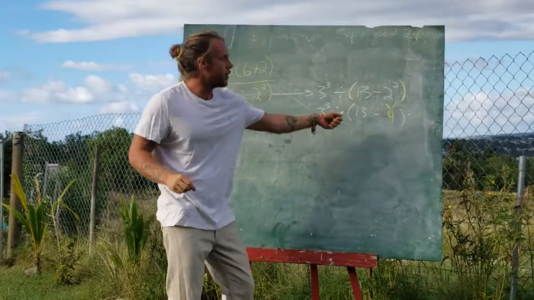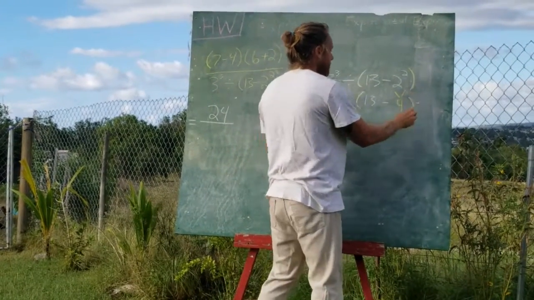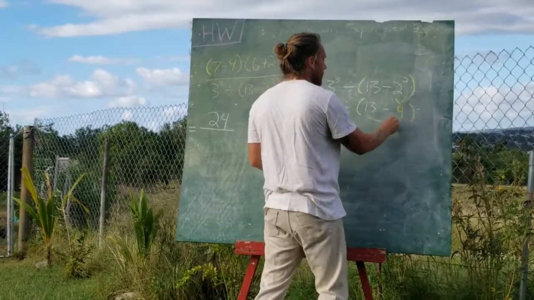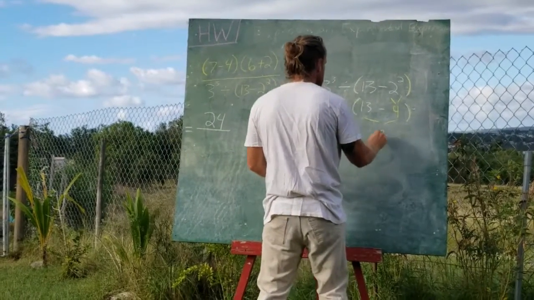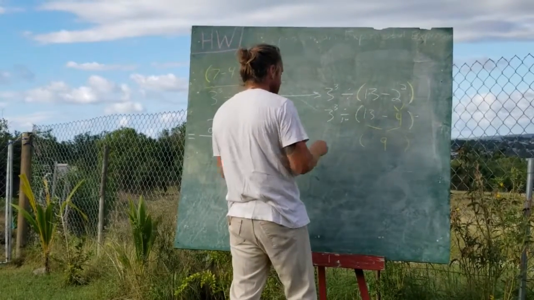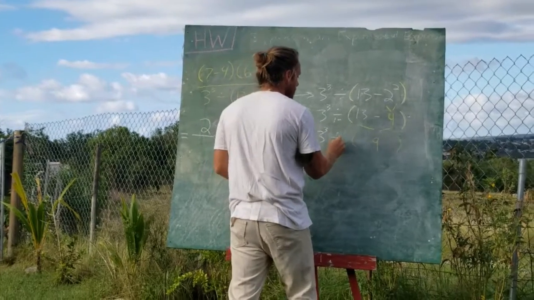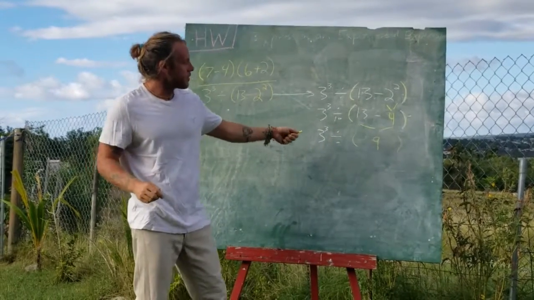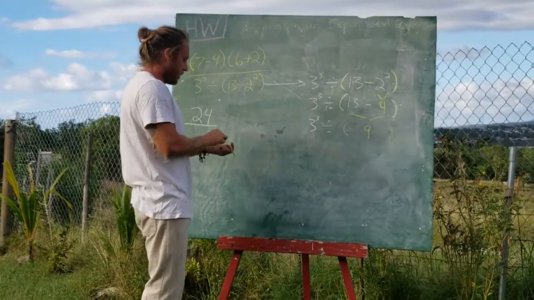Okay, we're still working within these parentheses. So 13 minus 4 is our next operation. 13 minus 4 is 9. Bring everything else down. All right, 3 to the third divided by 9. What do we do next? Yeah, exponents.